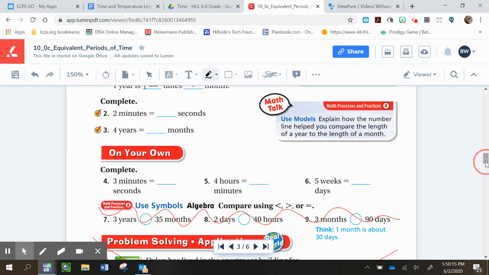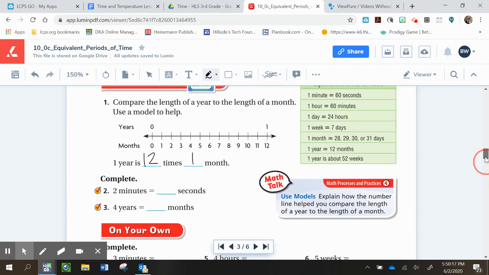If we go ahead to complete these here, we can use this to help us. 2 minutes is how many seconds? Well, we know 1 minute is 60 seconds. So 60 plus 60 is going to give us 120 seconds. So 2 minutes is 120 seconds.